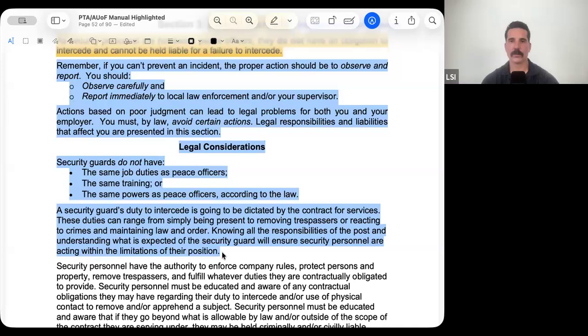You must, by law, avoid certain actions. Legal responsibilities and liabilities that affect you are presented in this section. Legal considerations. Security guards do not have the same job duties as peace officers, the same training, or the same powers as peace officers, according to the law. The security guard's duty to intercede is going to be dictated by the contract for services. These duties can range from simply being present to removing trespassers or reacting to crimes and maintaining law and order. Knowing all the responsibilities of the post and understanding what is expected of the security guard will ensure security personnel are acting within the limitations of their position.